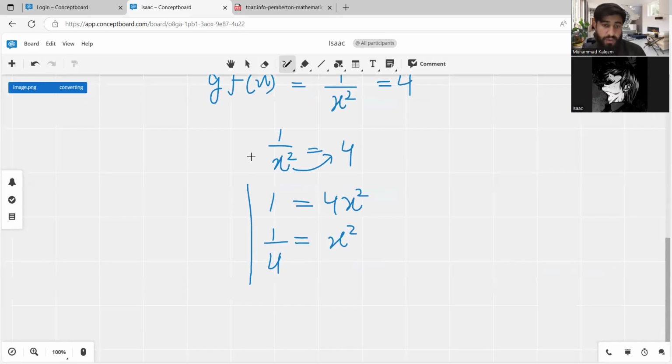There is another way to solve it. You can flip both sides of the equation. So the left side will become x square over 1. If I flip the fraction on the left side, I will do the same thing on the right side. It will be 1 over 4. So it means that x square is equal to 1 over 4.